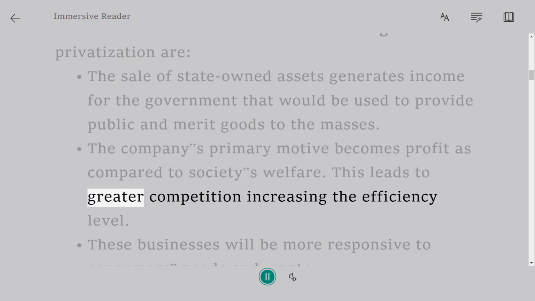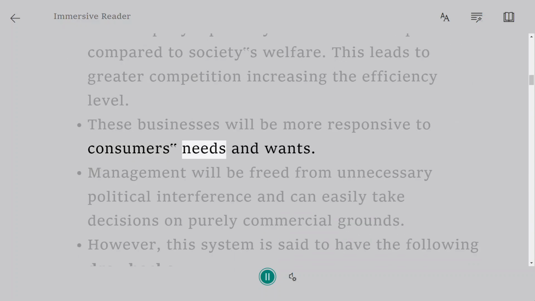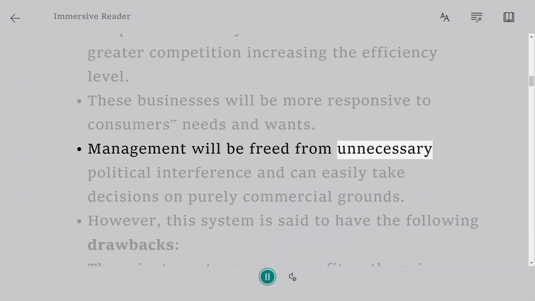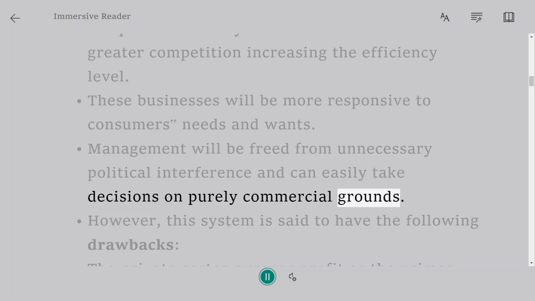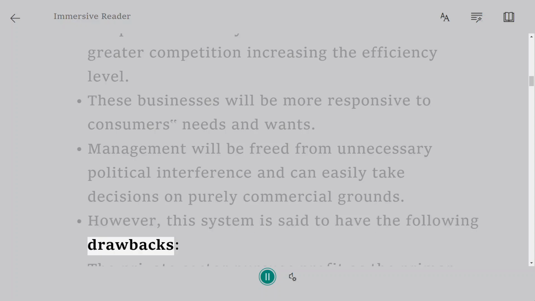This leads to greater competition, increasing the efficiency level. These businesses will be more responsive to consumers' needs and wants. Management will be freed from unnecessary political interference and can easily take decisions on purely commercial grounds. However, this system is said to have the following drawbacks.